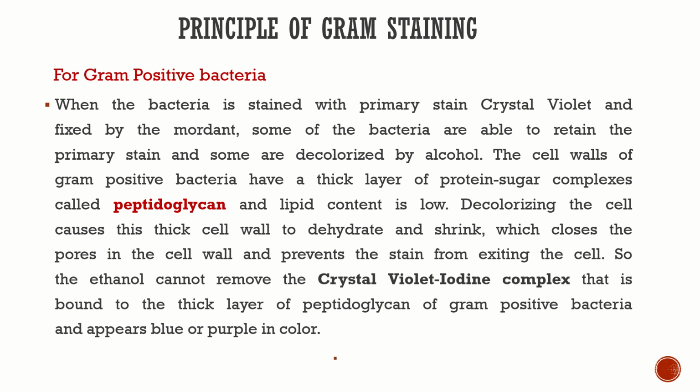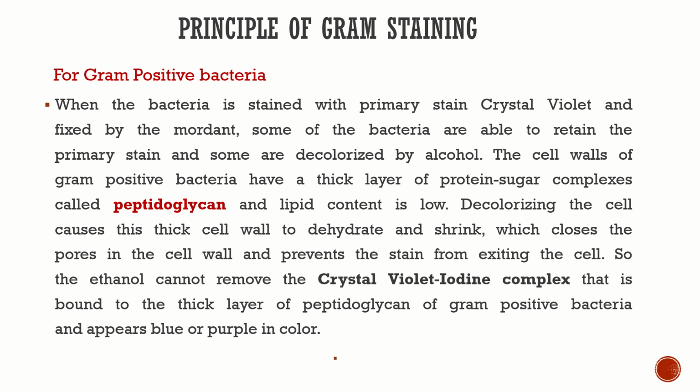In gram positive bacteria, when the bacteria is stained with the primary stain, that is crystal violet, and fixed with the mordant, that is iodine, some of the bacteria are able to retain the primary stain. After decolorization, that is after addition of alcohol, the primary stain is not released from the body of the bacteria. That is called gram positive bacteria. It retains the crystal violet color, purple or blue, even after decolorization; the color does not go out from the cell of the bacteria.